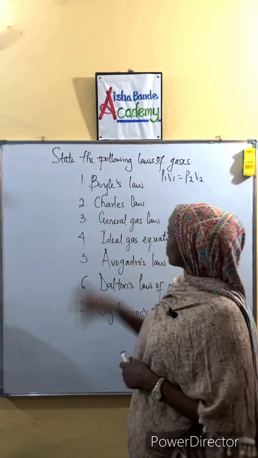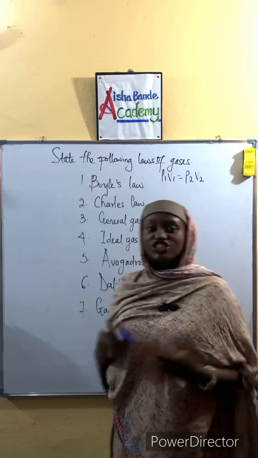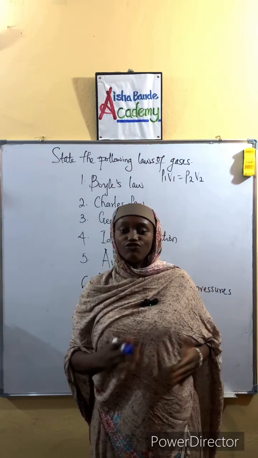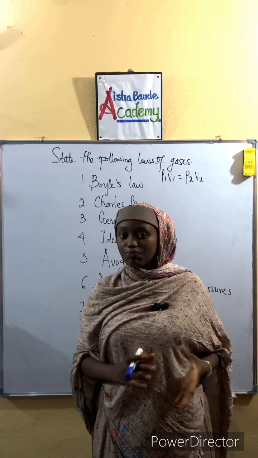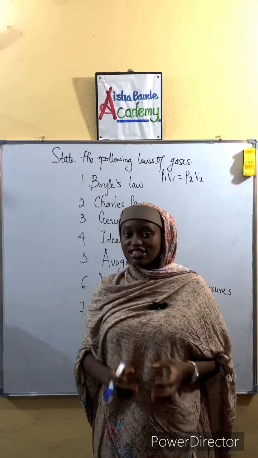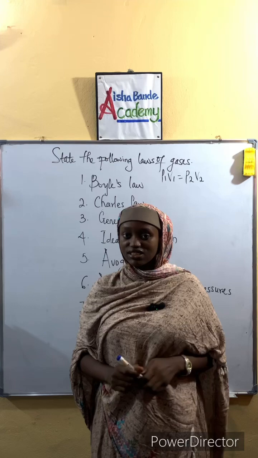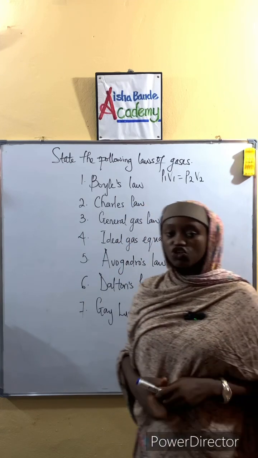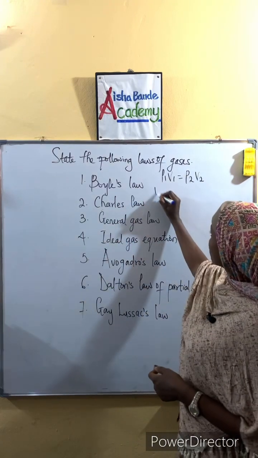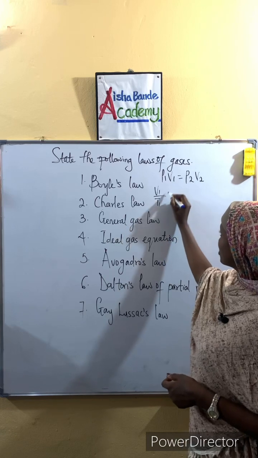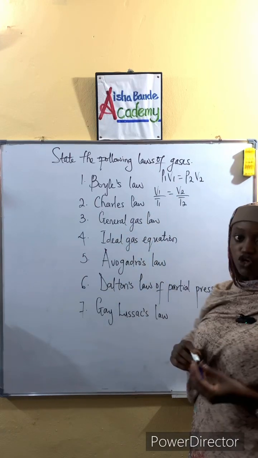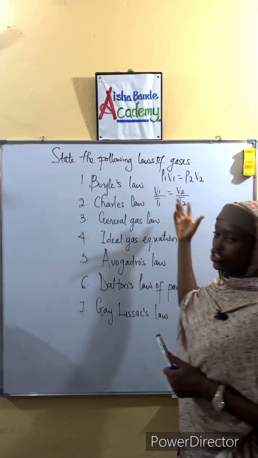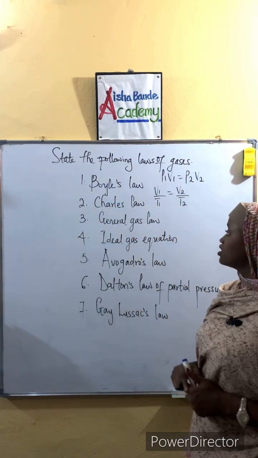Moving on to the next one, which is the Charles law. Charles law states that the volume of a given mass of a gas is directly proportional to its temperature, provided that pressure is kept constant. And the mathematical expression for Charles' law is V1 over T1 is equal to V2 over T2. Okay, so under Charles' law, pressure is kept constant.